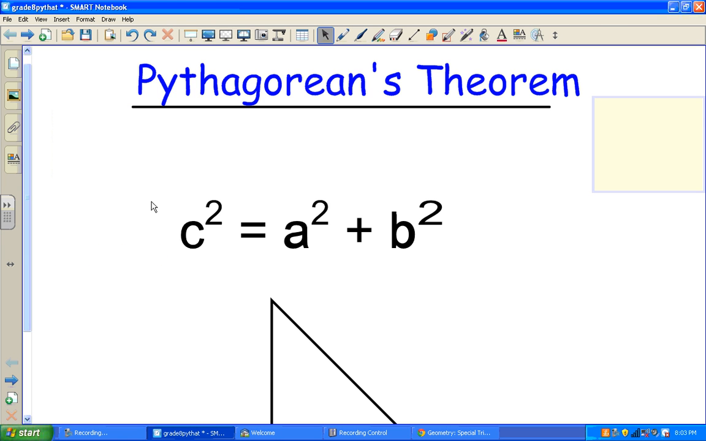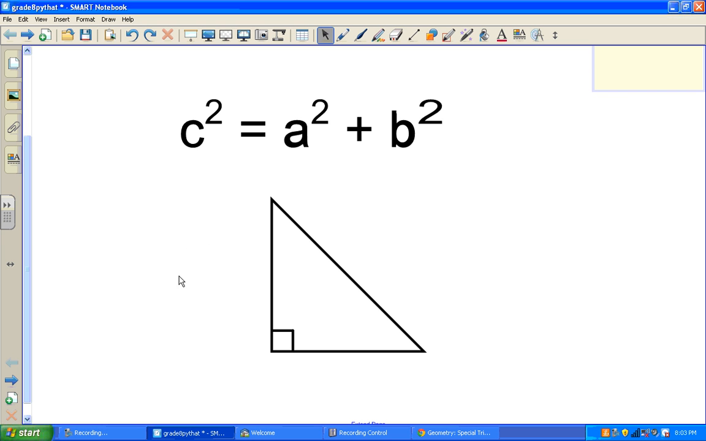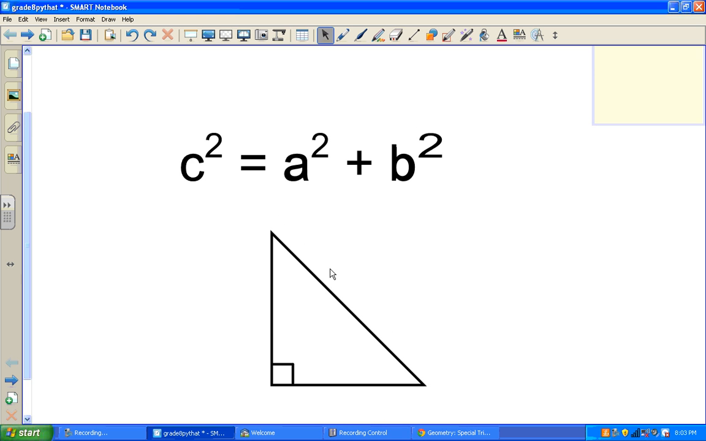Pythagorean's theorem is a formula used to calculate one of the sides of a right triangle. Remember, a right triangle is a triangle that has one corner that is perfectly square, or 90 degrees. If you look at the three different sides of that triangle, you can identify it using a certain letter in this formula. The hardest part is determining which side is A, which side is B, and which side is C.